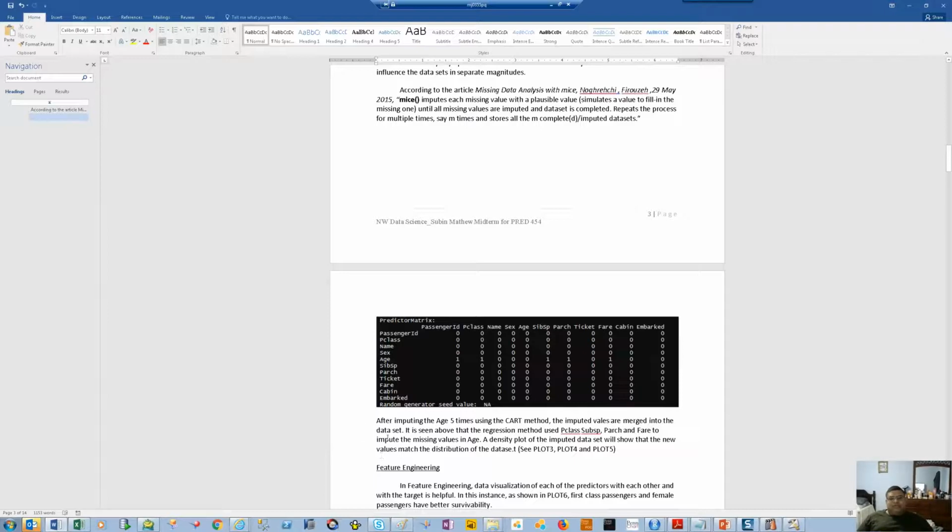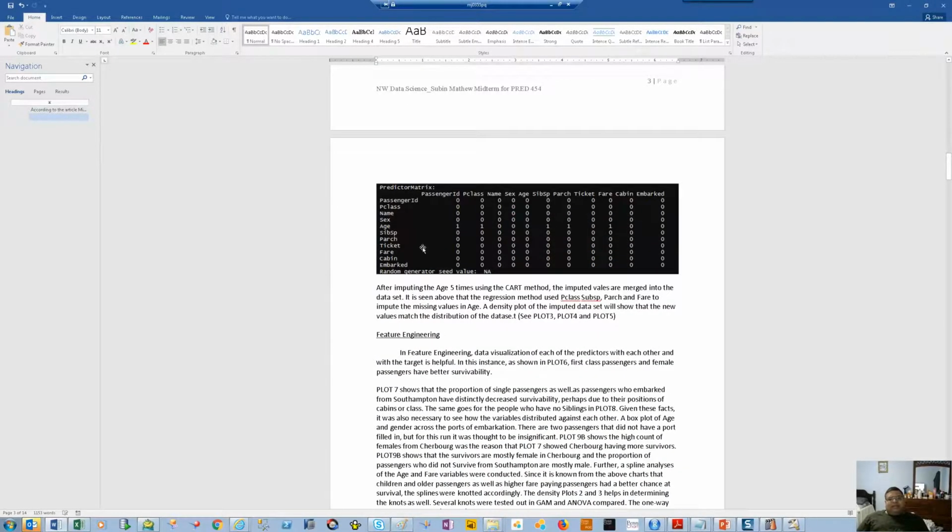This is a matrix for the mice algorithm that I used for the age imputations. You can see that the passenger ID was included. You can see the P class, an indication of the socioeconomic status. This SibSp, which is the number of siblings aboard or parent aboard. The Parch, which would be the parent-child relationships on board, and the fare. These four were used, if you include passenger ID, it would be 5, to estimate age using the mice CART algorithm. The age was imputed 5 times, and then the imputed data merged into the original data set.